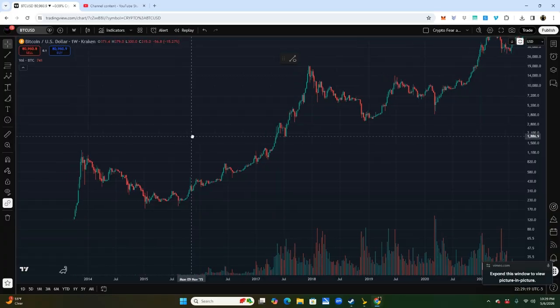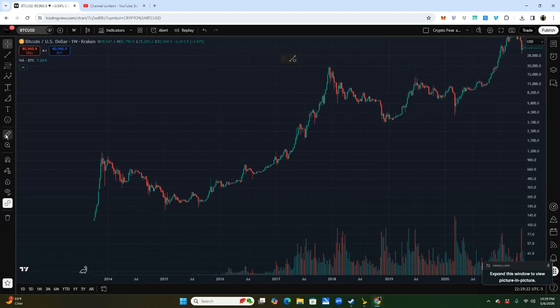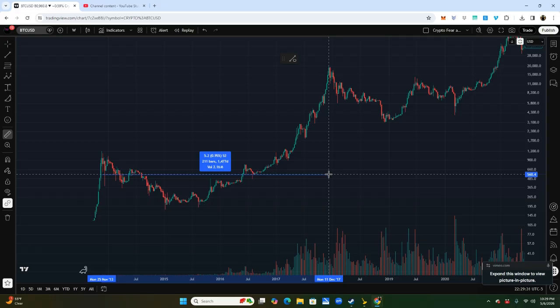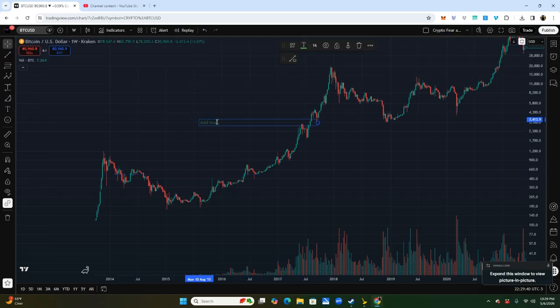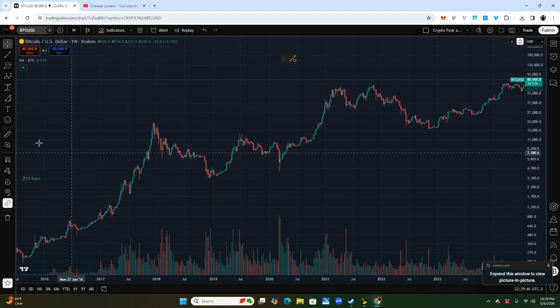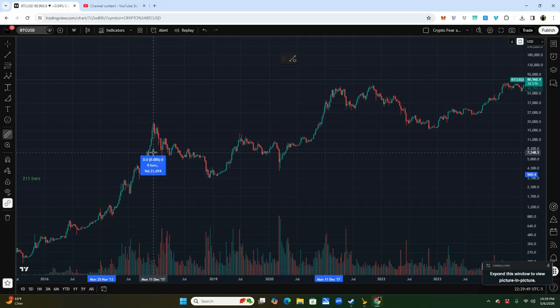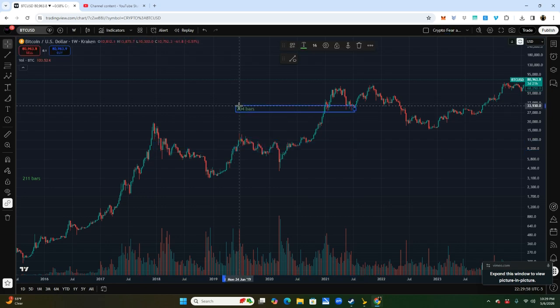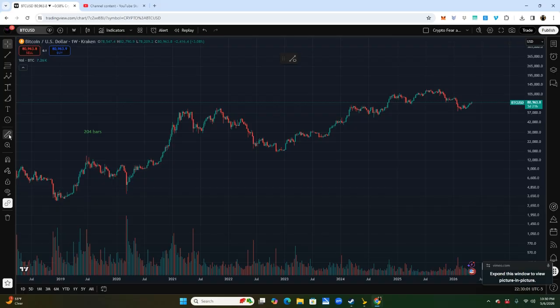First thing I want to do is mark the tops and the bottoms. I'm going to use this measuring tool here, going top to top. It's 211 bars, so let's put 211 bars. Now let's go to this next one, top to top, 204 bars. Okay, let's go to this next one.